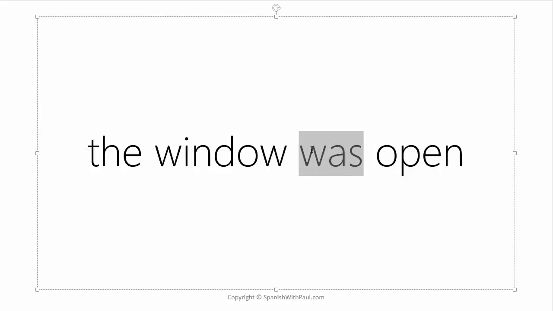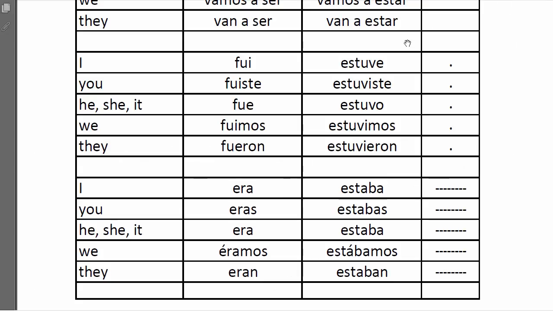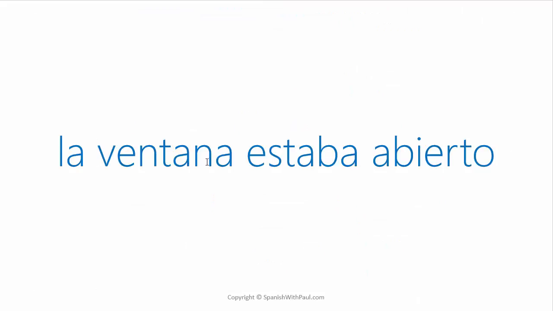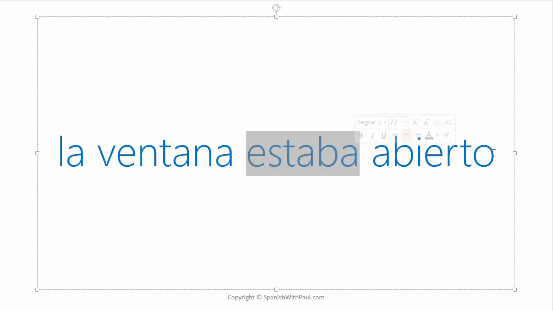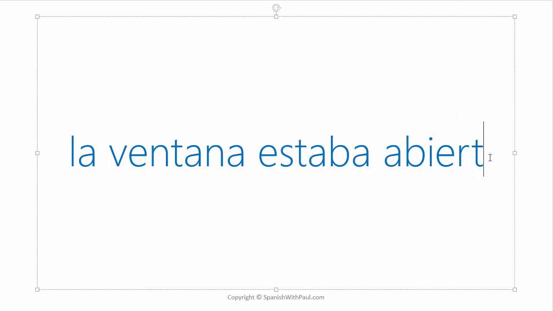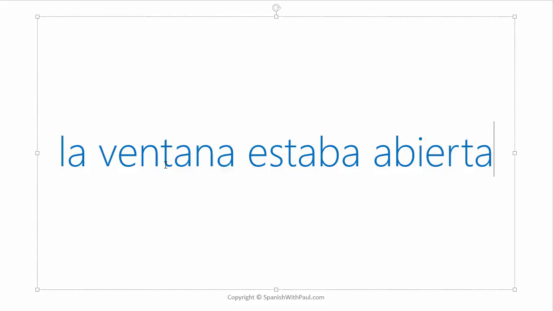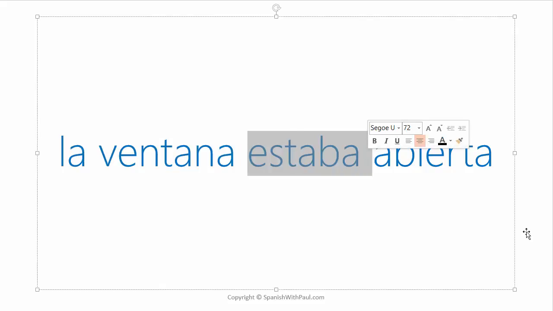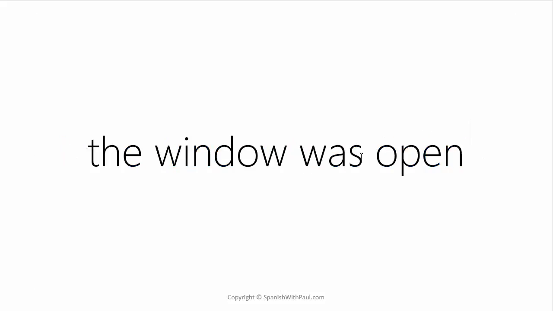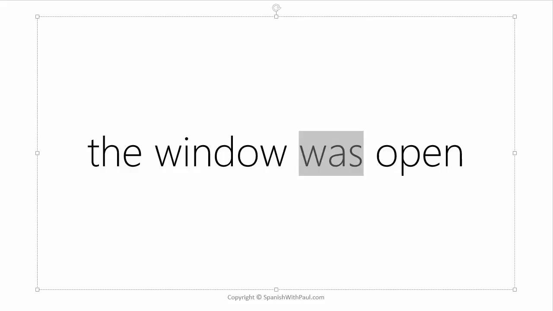So was is going to be estar with a line. So we have estar with a line here. It was estaba. So it would be la ventana estaba. This should be abierta to match, because we're talking about la ventana, feminine word. So we have la ventana estaba abierta. That's how we arrived at which choice was right for was.